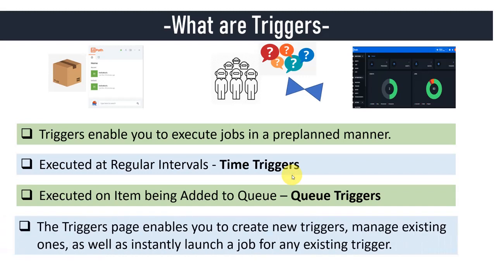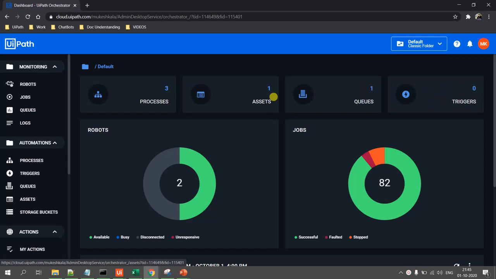Okay, so then we have a page in Orchestrator which is called the triggers page, that enables you to create new triggers, manage existing ones, as well as instantly launch a job for an existing trigger. We can manage the triggers, we can delete the triggers.